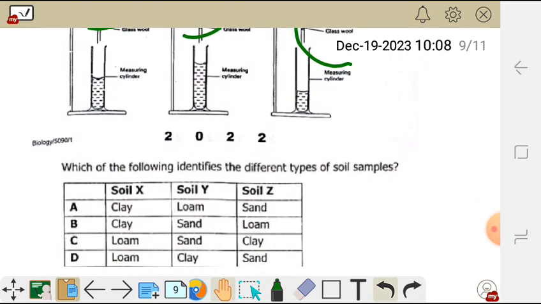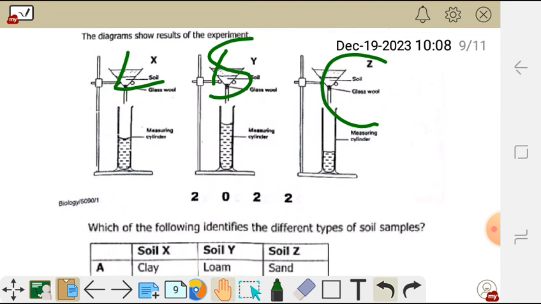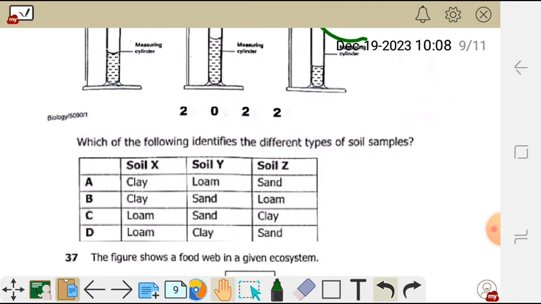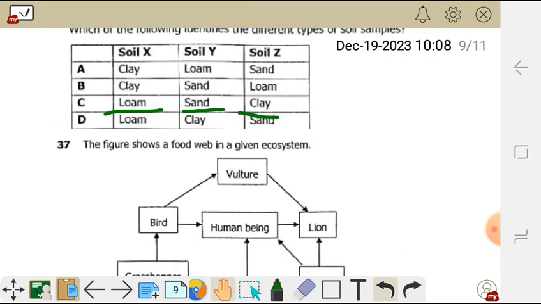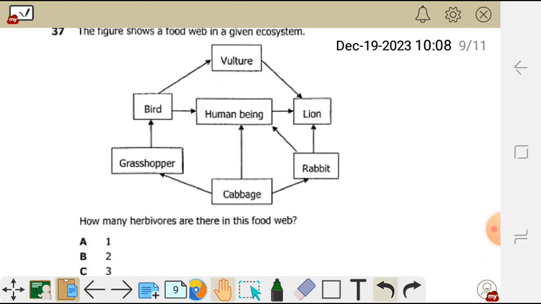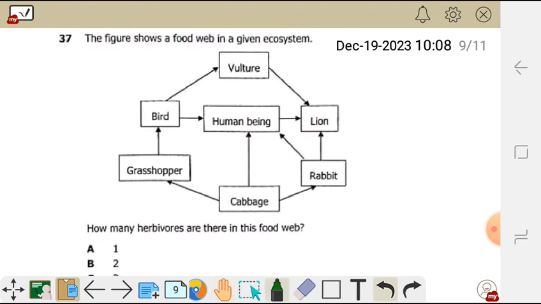So the correct answer here is for X we have loam soil, then for Y we have sand. So the correct answer is C, loam soil for X, sand for Y, and clay soil for Z. Okay, so question 36, the correct answer is C. Question 37. The figure shows a food web in a given ecosystem. Okay, so this is a food web in a given ecosystem.